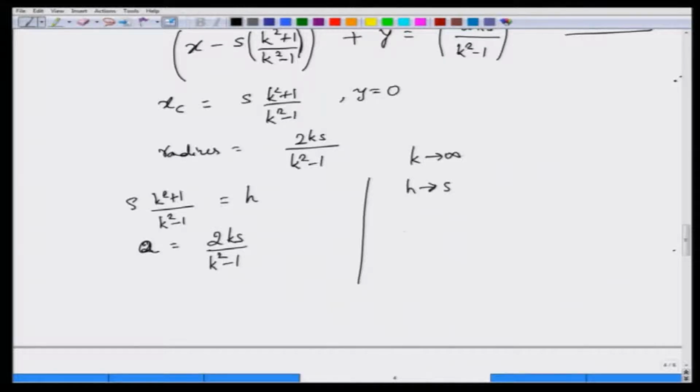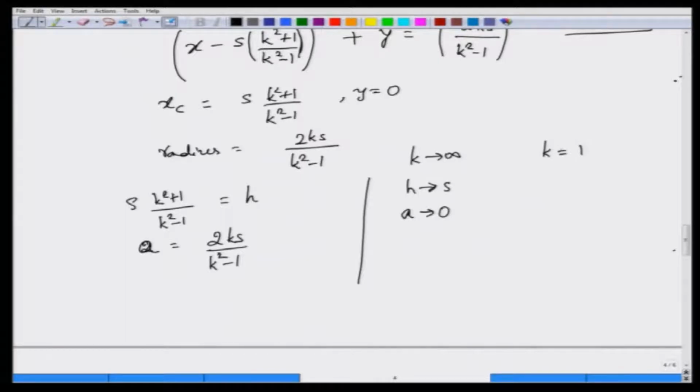What happens to the radius? The denominator becomes k², the numerator is k, so one k gets cancelled. However, the radius is going as 1/k now, so as k goes to infinity, the radius goes to 0. So, the circle radius keeps on getting smaller and smaller while the center of the circle moves towards s. Okay. So, this is very important for you to remember. Consider what happens as k tends to 1, or when k is equal to 1.